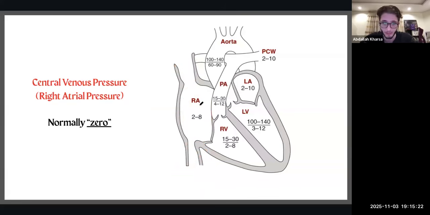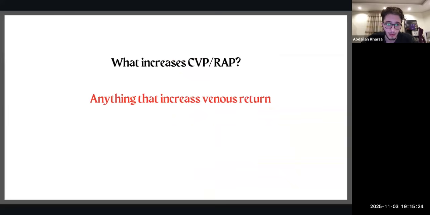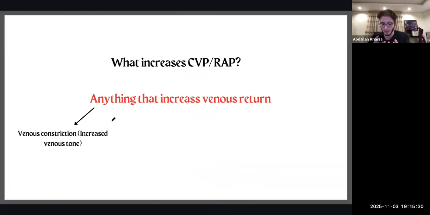Does that make sense? Right. So anything that increases venous return. What increases venous return? It could be venous constriction. So if the veins in your body constrict, more blood is going to return. That's an increase in central venous pressure and the right atrial pressure because it's increasing venous return.